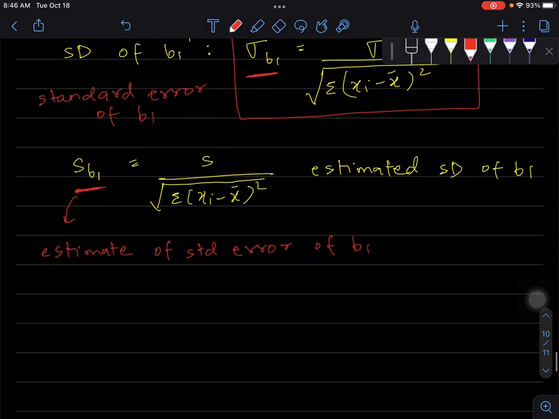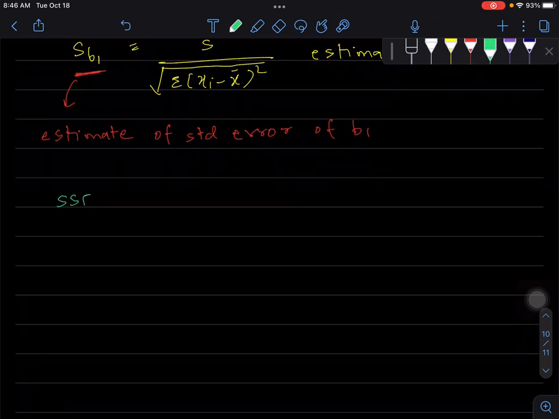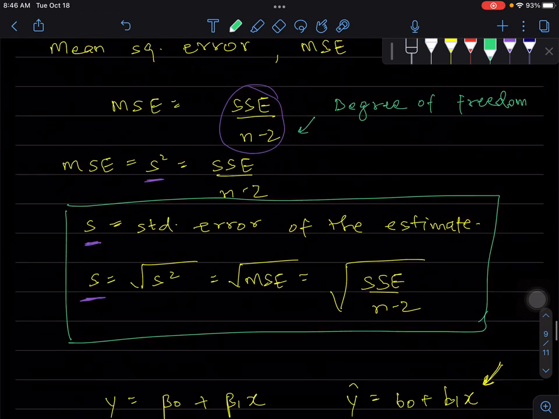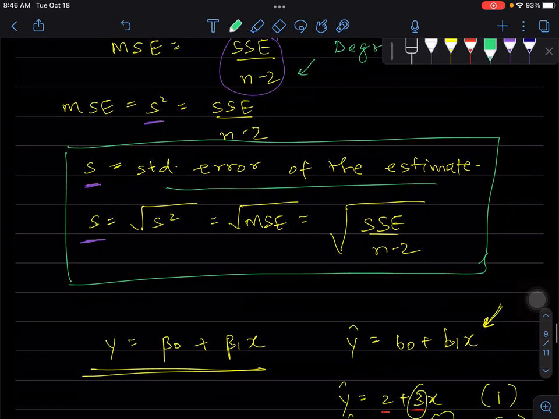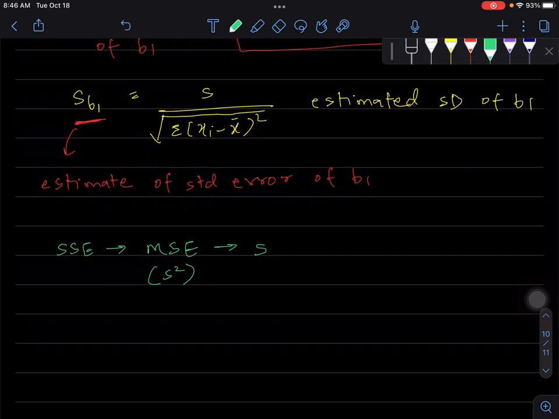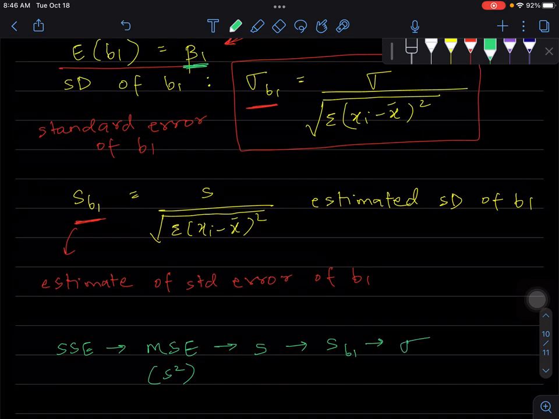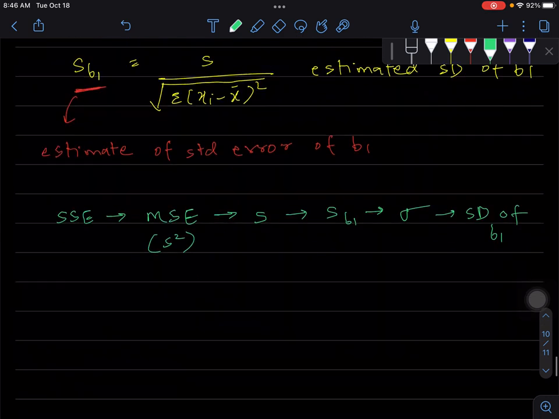So I hope we've seen how we've gotten here. Initially we had SSE. From SSE we found MSE, also called s squared. From that we found the value of s, which is the standard error of the estimate, right here. And why did we need s? Because we wanted to find the estimated standard deviation of b1. So from that we found s_b1, which is the estimate of sigma, and we need that to understand the standard deviation of b1. So that was the whole point.